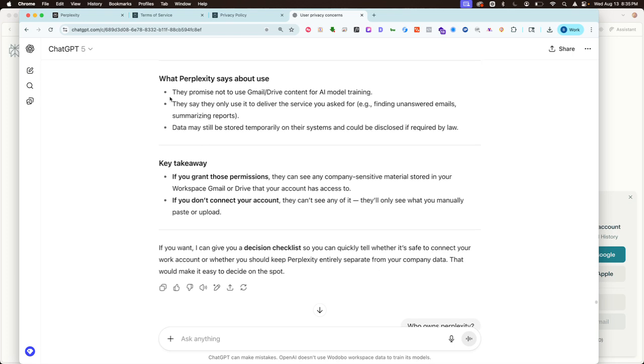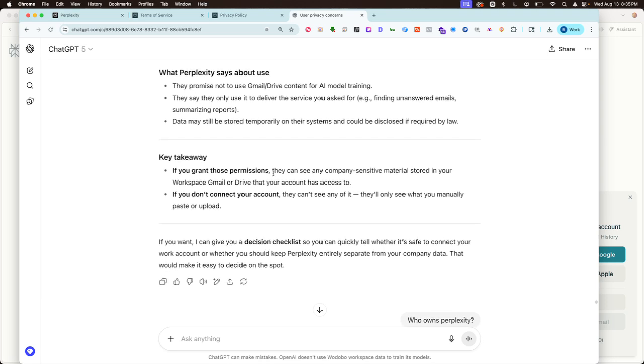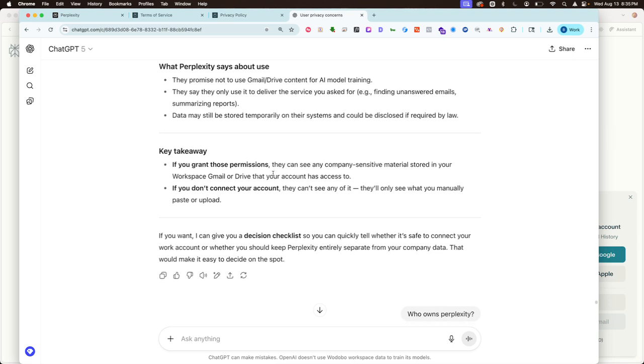But I wanted to find out, and in their terms of service, Perplexity is saying, "Hey, we promise not to use our drive, and we're only going to use it to deliver the services," those kinds of things. And I'm like, well, that's great, but when a company you don't really know is saying, "Hey, we have access to all your stuff, all your bases are belong to us," how much can you trust them when they say, "Hey, we're not really going to do this thing?"